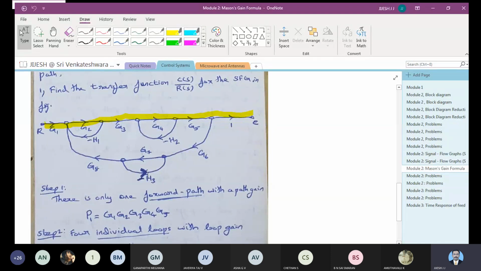Okay, tell me. The first one I have told is, you can say that. G2 minus H1, so minus G2 H1 is the first loop. Second loop: minus H2 G4. Third loop: minus G7 H3. Fourth loop.